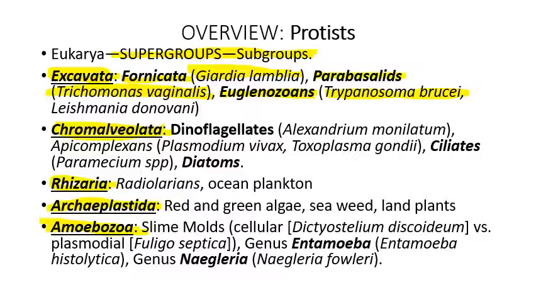And there's another important member of the Euglenozoans called Leishmania donovani. In fact, the genus Leishmania has several members that are important because they make people sick. There are some quite nasty diseases around the world that are caused by the genus Leishmania.